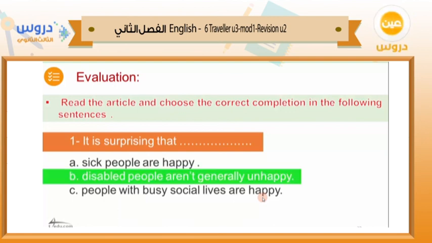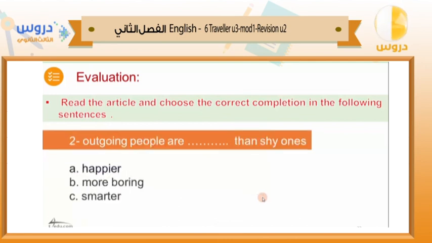So of course they talked about how many of us think that disabled people or people who got accidents are not happy. No. The research done by this doctor from Chicago proves that those people who are disabled or got some accidents, after 3 weeks, start to feel happy. Two, outgoing people are what? Happier than shy ones? More boring than shy ones? Or smarter than shy ones?